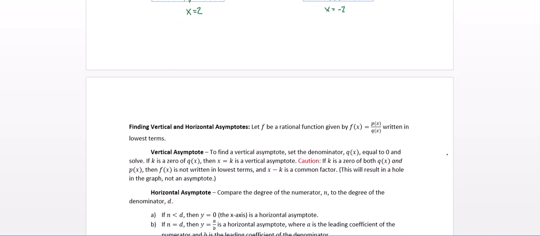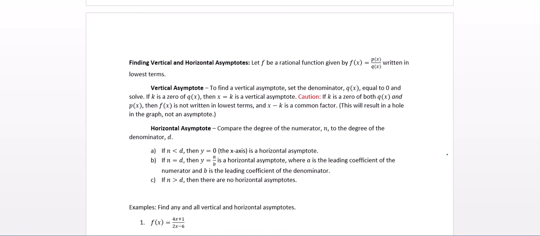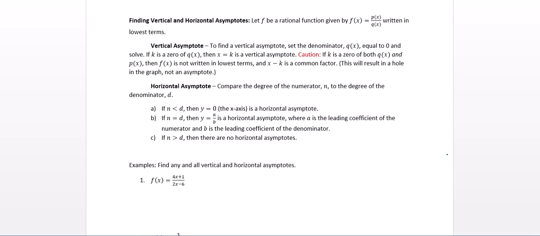All right, so that's what a graph looks like. If we're given a function, how do we find vertical and horizontal asymptotes? To find a vertical asymptote, as long as your function is written in lowest terms, so you've canceled all common terms, set the denominator q of x equal to 0 and solve.